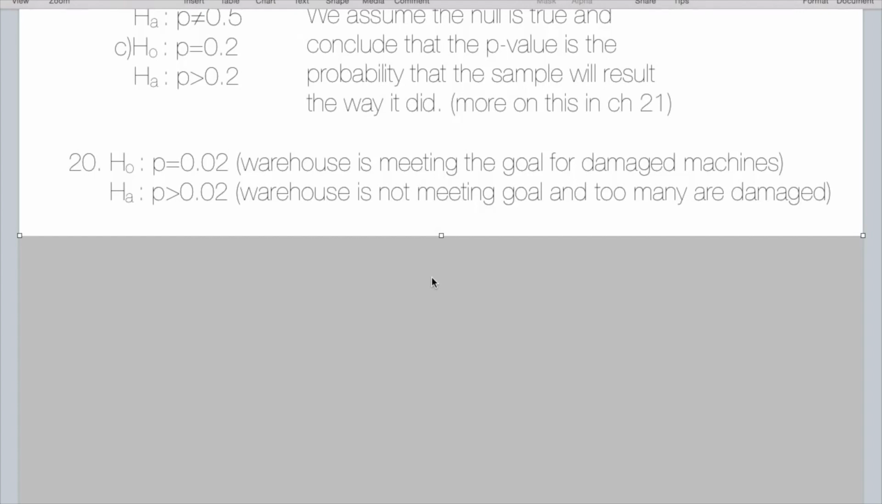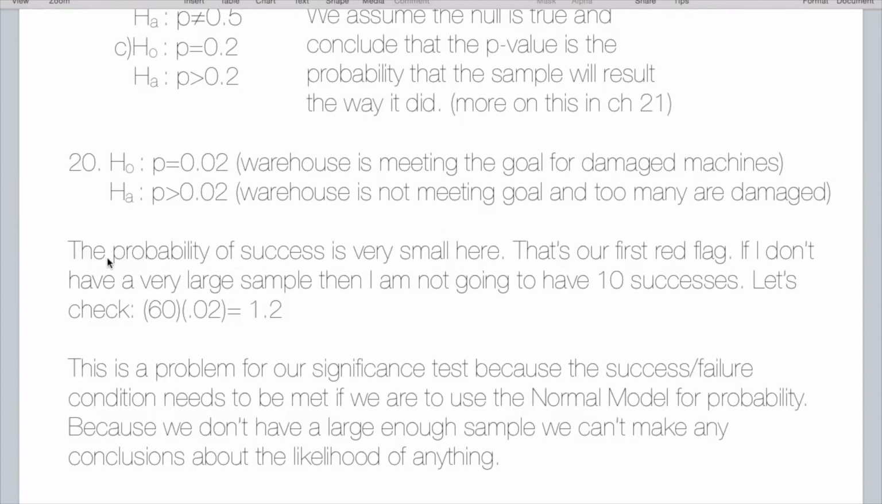If you look at this question and you actually do the test, you could be misled. Here is an example of why we have to do our assumptions and conditions. First of all, your first clue that there's something potentially bad is that the probability of success is very small. It's only 2%. Remember, one of our assumptions and conditions is that I have to have at least 10 successes and 10 failures in order to use the normal model to describe the probabilities, right?